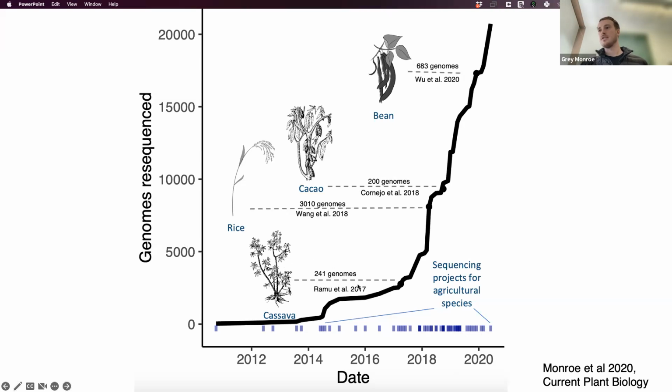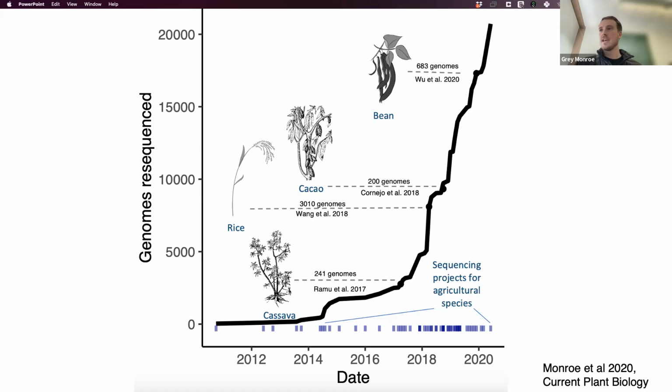There was a project in 2017 where 241 genomes, so this means 241 different varieties of cassava, had their entire genome sequenced. We have in rice over 3,000, cacao, beans. This date is here, but this exponential curve has only continued to go more vertical in the last few years. So we really are seeing an ability to study genomic variation in a way that's truly transformative.